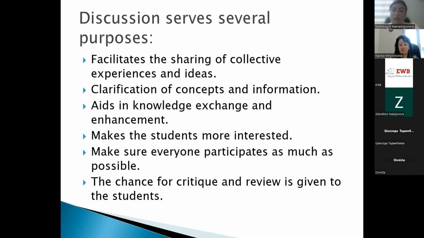Make sure everyone participates as much as possible. Of course, there are some types of discussion that can involve all the students, or don't involve all the students, because in every class we have shy students, or we can have low-level thought students, because their brain works slowly to grab all the information, and when they come to giving their opinion, it is too late, because the dominant students have already done everything.